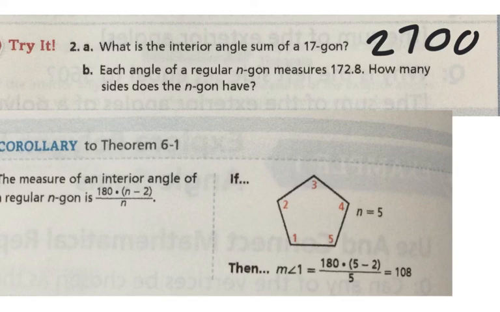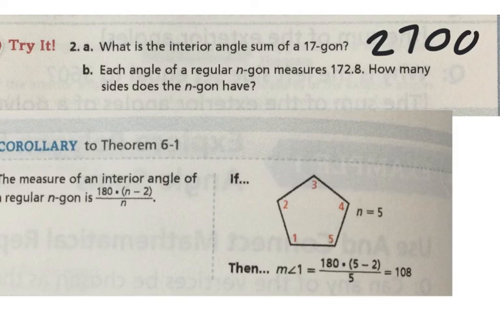Okay, so we're going to put 172.8 over 1. Now I have a proportion, a fraction equal to a fraction. We cross multiply. So this tells me 172.8 times n equals 180 times n minus 2 times 1, right? Which is useless. I don't need that. All right, any questions about what I've done so far?